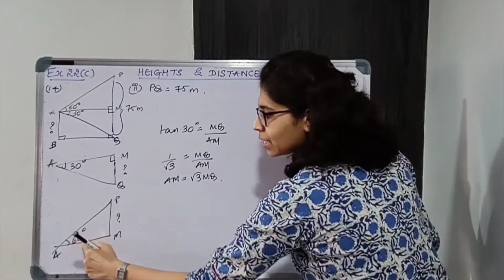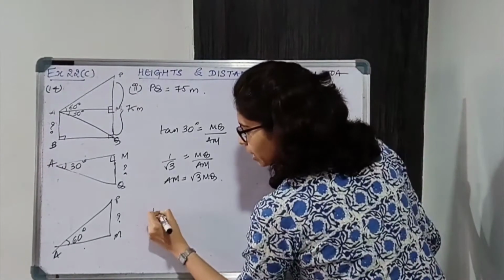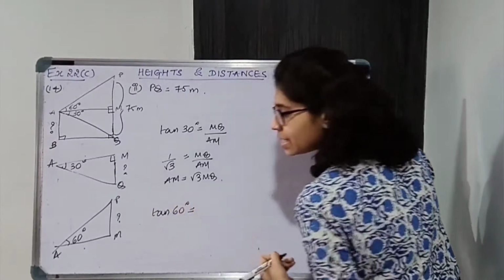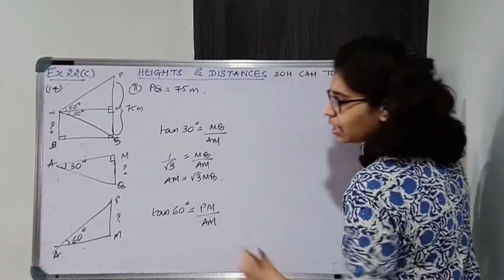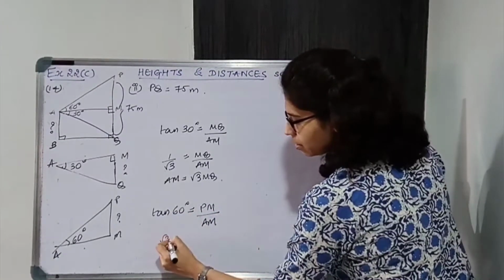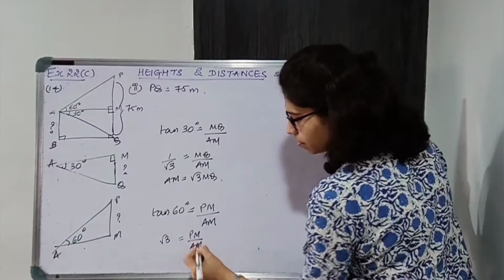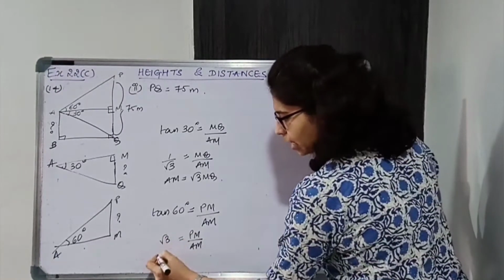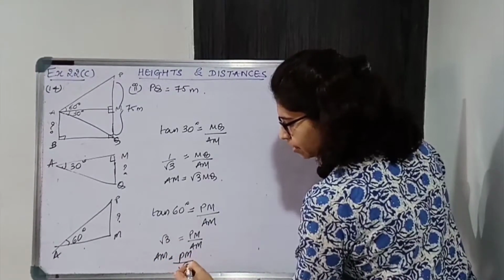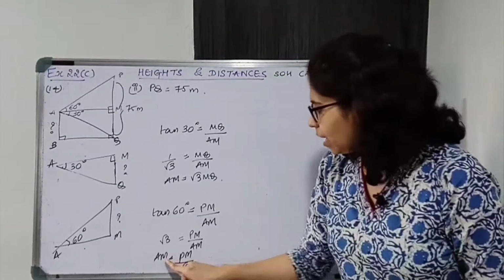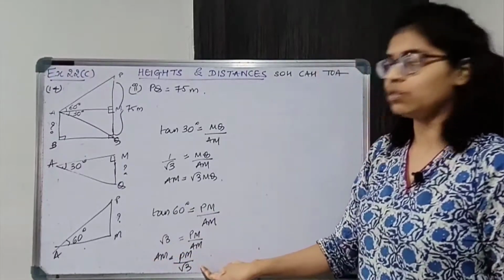Angle का opposite and angle का adjacent. Opposite and adjacent का relation again you get from tan. So tan 60 is equal to opposite, that is PM, upon adjacent, that is AM. Tan 60 is root 3, okay? So root 3 is equal to PM upon AM. Now shift AM over here and shift root 3 over here. So root 3 will go in denominator, okay? So AM is PM upon root 3. So AM is equal to this also, AM is equal to this also.